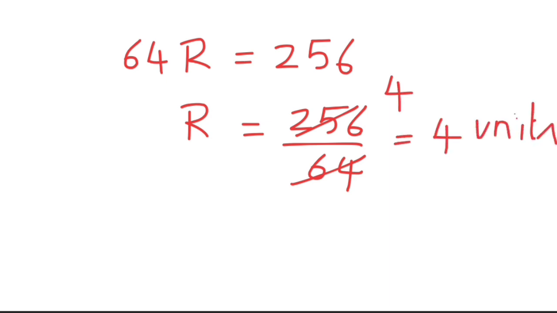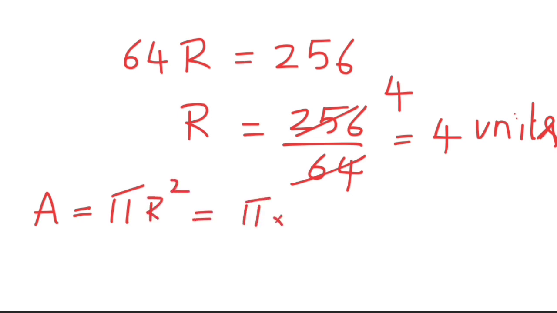So still you need to find the area of the small circle. So what is the formula for the circle? Pi r square, isn't it? So pi r square is nothing but 4 square, which is 16. So the area of the small circle is 16 pi square units.